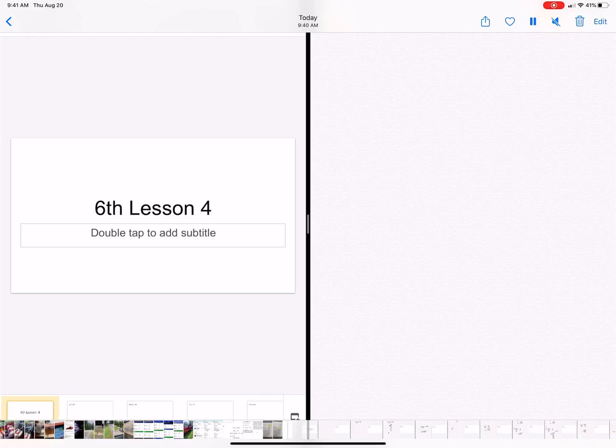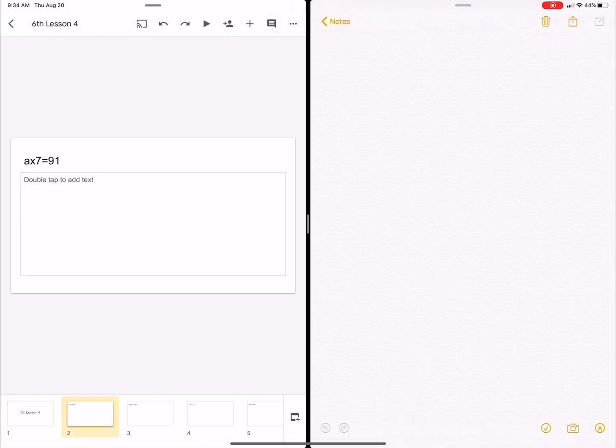All right, this is 6th grade, lesson 4. The first example is a times 7 is equal to 91. So we're going to do the opposite to find what a is. The opposite of multiplication is division. So 91 divided by 7.